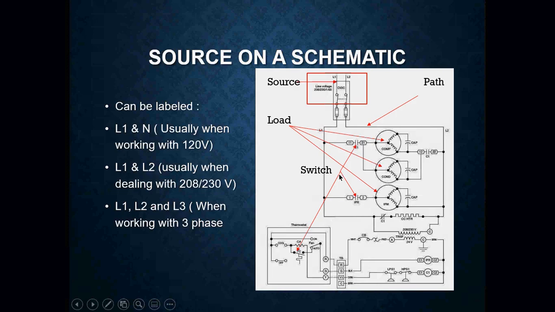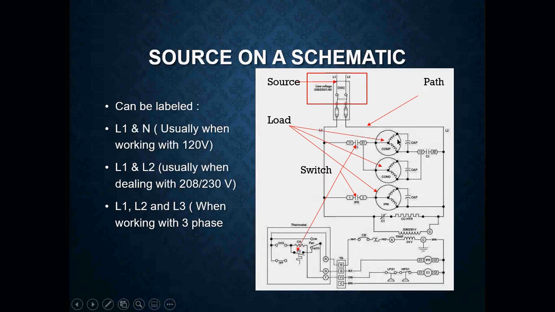Next, we have our switches. Our switch is represented right here. This is a normally open contact, which can simply be signified as a normally open switch. We have a switch down here. We have switches over here. And then we have our loads.